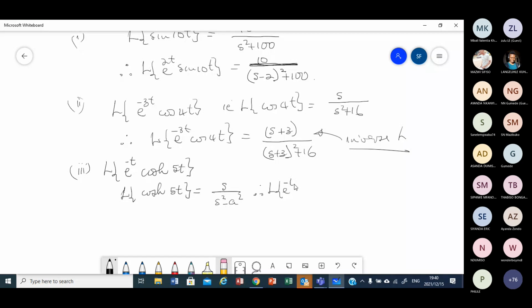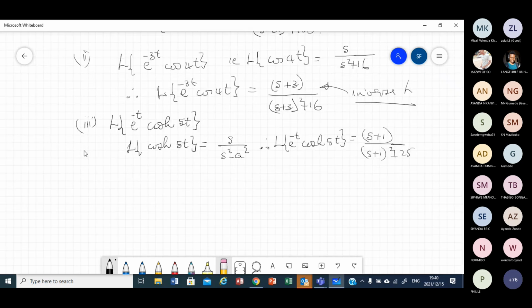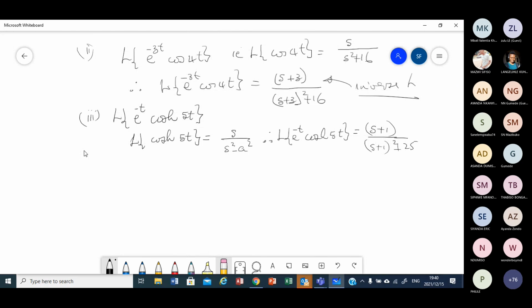Therefore, e to the power -t cos 5t shifts on s. So it's s, the index here is -1, so it's plus 1. The coefficient in front of t is 1. It is s plus 1 all squared plus 25. So in future, if we reverse the process, we'll talk of the inverse Laplace.